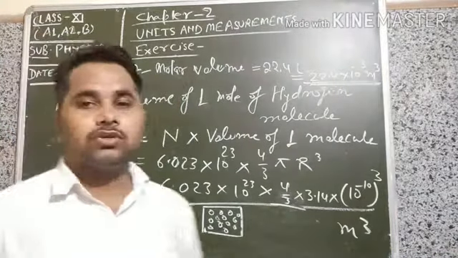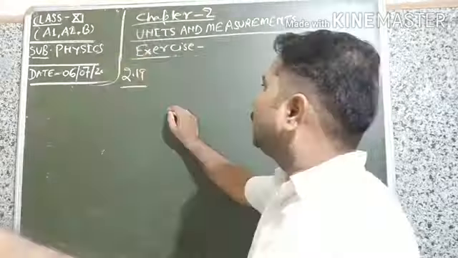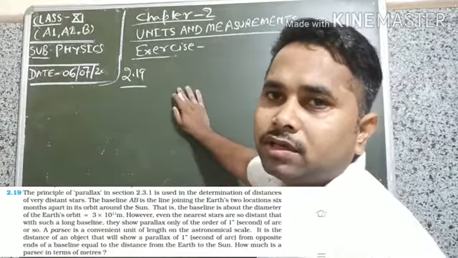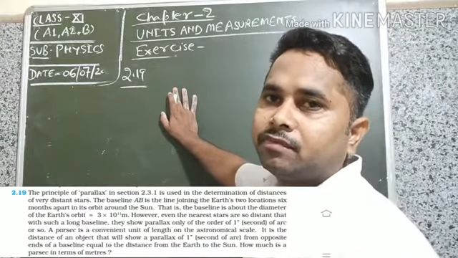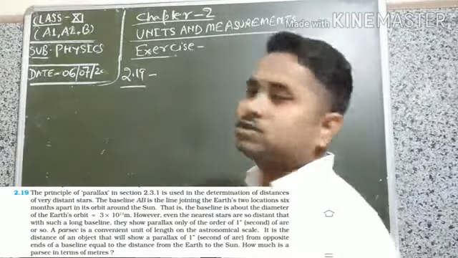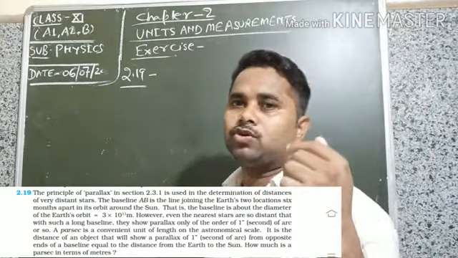Now see the next question on the screen. In this question we have to calculate the value of 1 parsec here. So we should use the definition of the parsec. It is also given in the question.